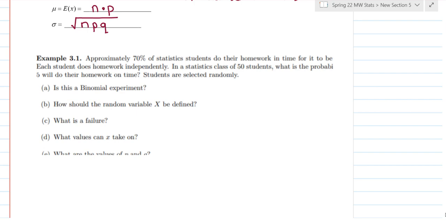So is this a binomial experiment? So are there a fixed number of trials? Yes, 50 students. Okay. Are there two possible outcomes? Yeah, they either do their homework or they don't. Okay. Are the trials independent? Well, it says there, each student does their homework independently. So yes, this is a binomial experiment.